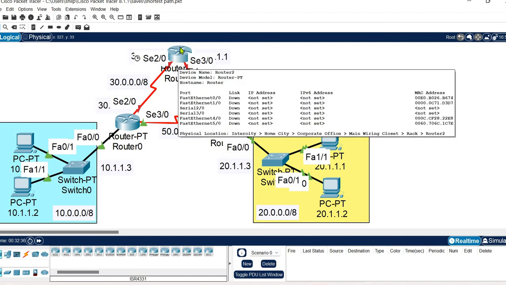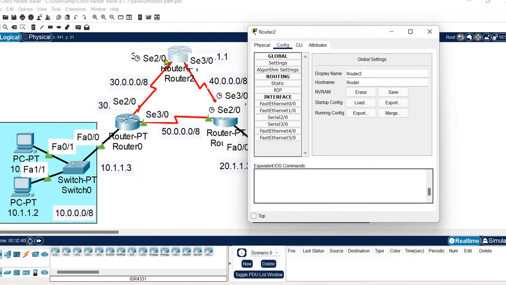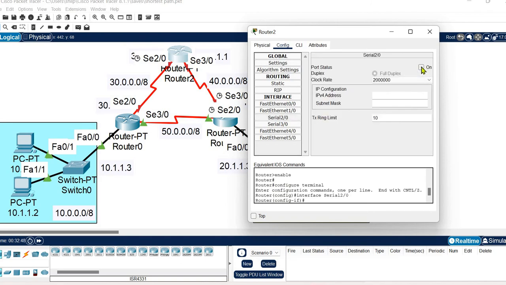Now we are left with only one router, router 2, to be configured. Router 2 has connections for serial 2/0 and serial 3/0. So for serial 2/0, turn it on. It is connected to network 30. 30.1.1.2, done. As the other end was 30.1.1.1, I have provided the second IP address here.